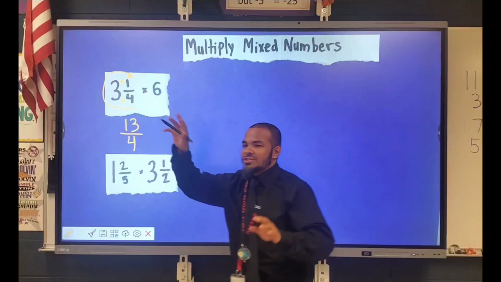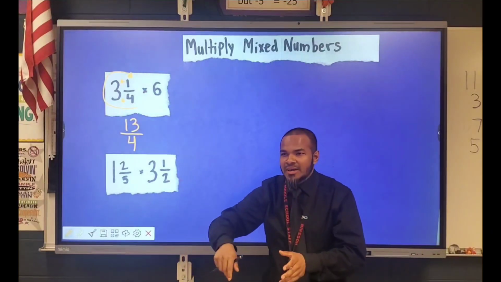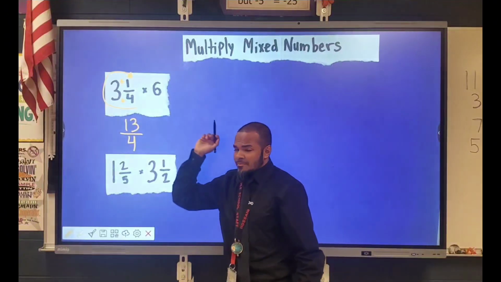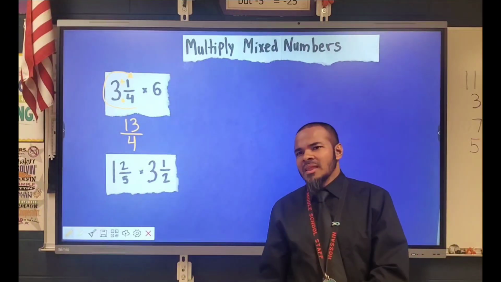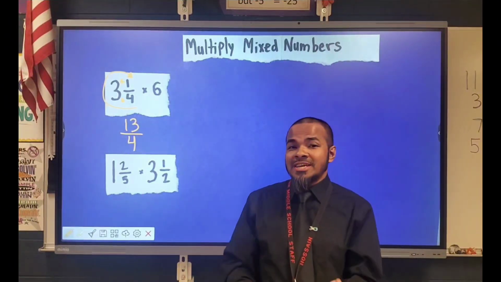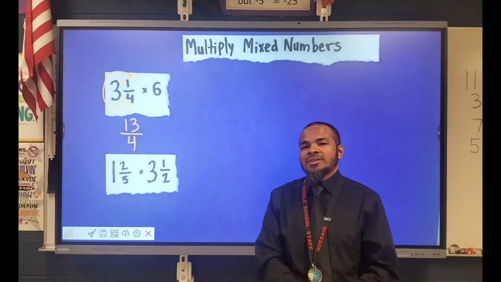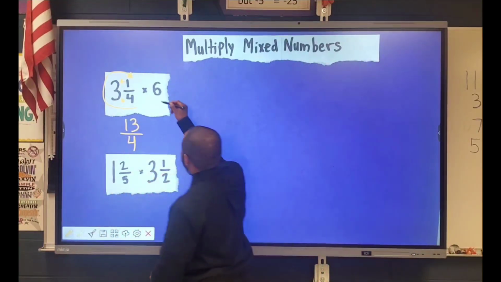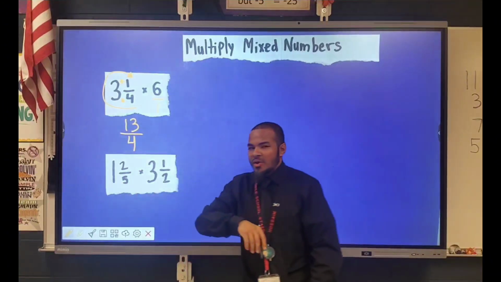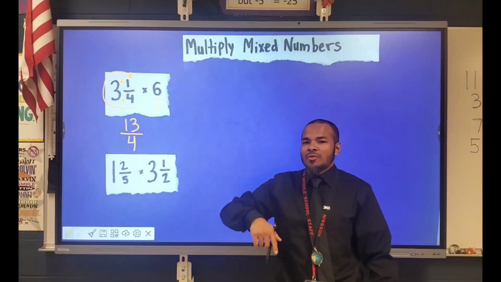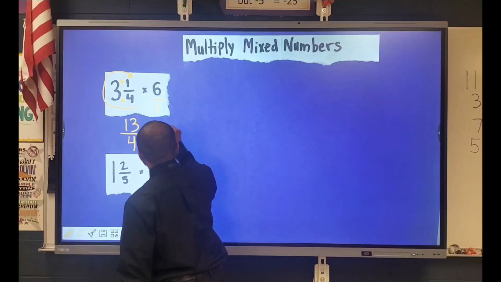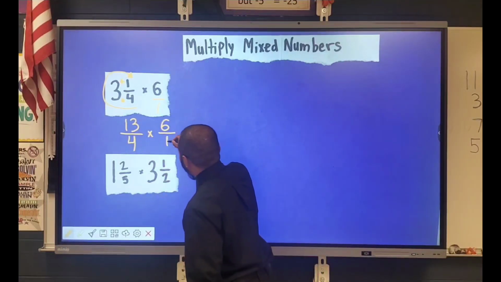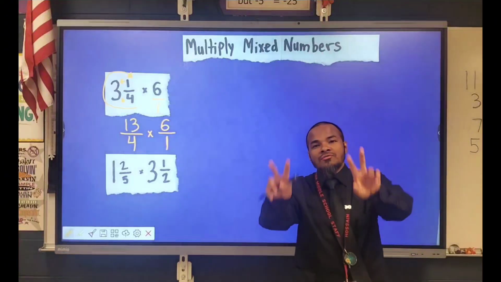So now since I turned that mixed number into a fraction, I now look at the next number. And the next factor is 6. But 6 is not a mixed number, and it's not a fraction. So how do I turn 6, a whole number, into a fraction? Well, all you gotta do is put it over 1. So that's exactly what I'm going to do. I'm going to put it over 1, which is going to make it look like 6 over 1. So I'm going to rewrite that and bring it down. 6 over 1. And as soon as I do that, I now have 2 fractions.